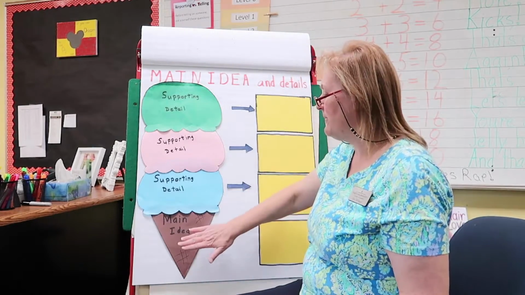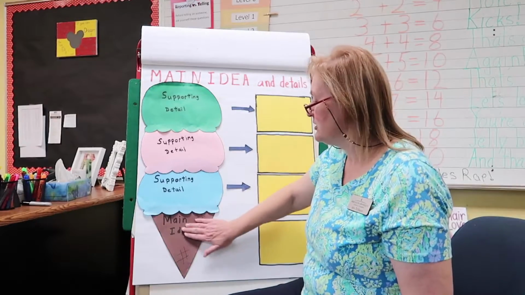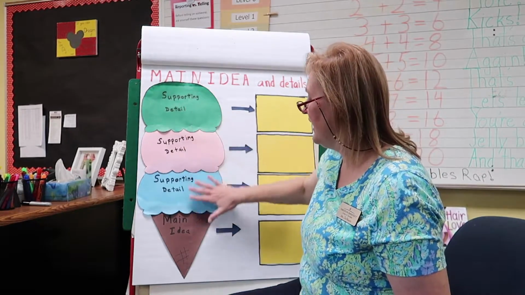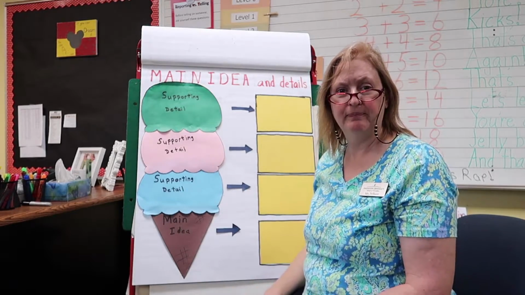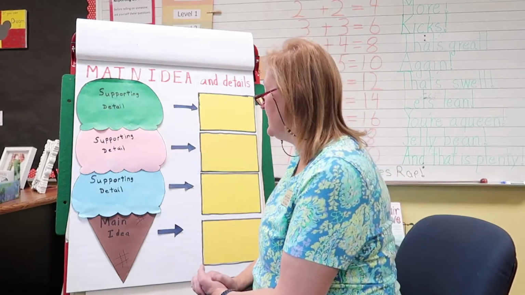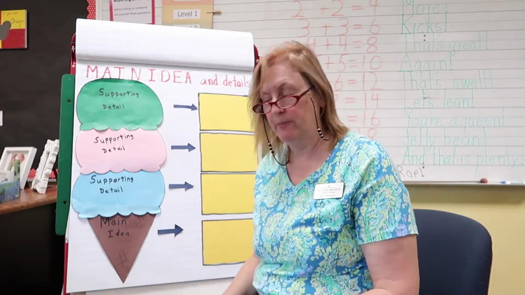That's how I know what my story is all about. So remember, the main idea is what your story is all about, and you have supporting details that help support your main idea. All right, so now you see our supporting details and main idea. What if we do an example?